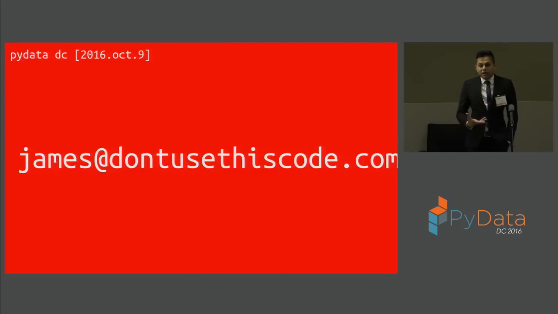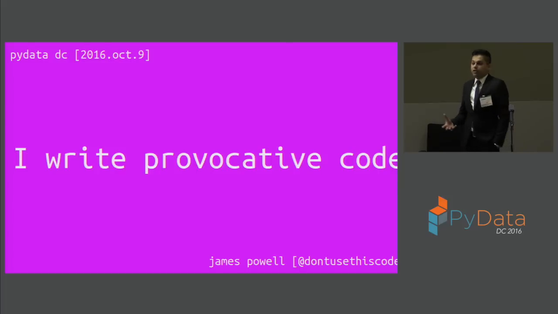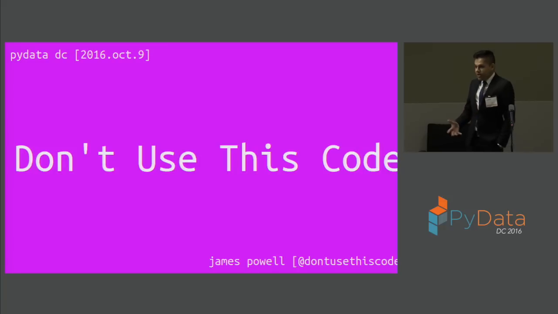Now, if you've been to other PyData events, you may have seen talks that I've given, and one thing that I've developed some reputation for in my talks is writing very provocative code. I like to write code to really provoke people, to make them think about things. Thus, the email address and the Twitter handle, Don't Use This Code. It's kind of a disclaimer built into everything I do, just to say, this might be interesting, but I'm not saying that you actually would ever use this.